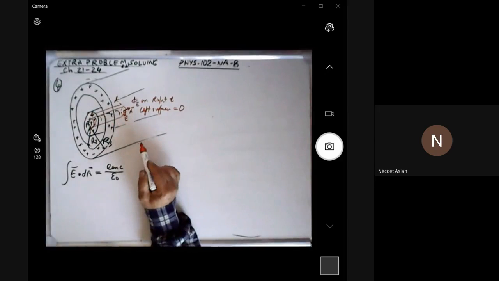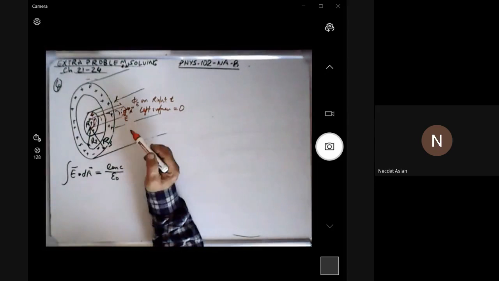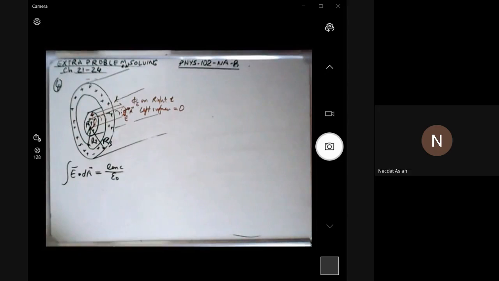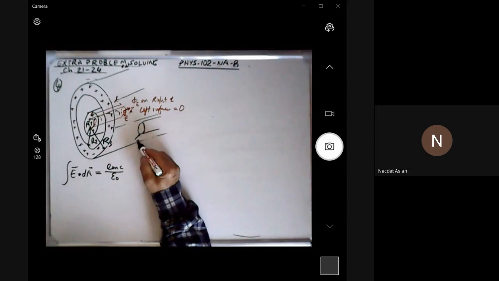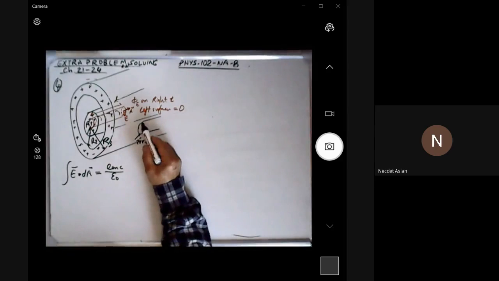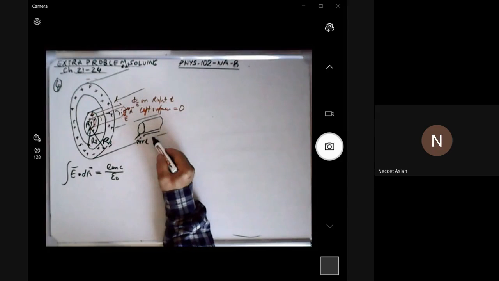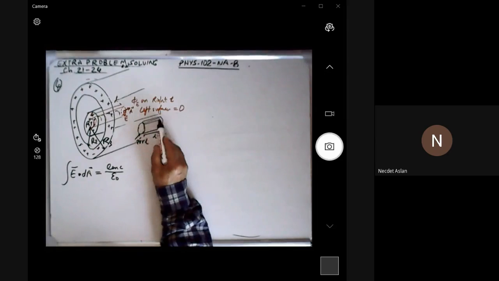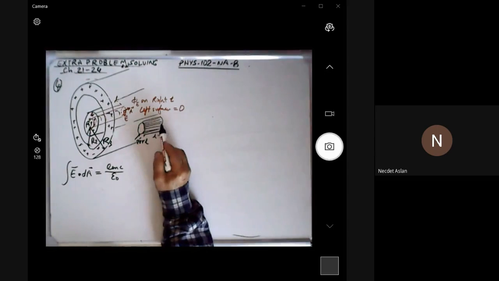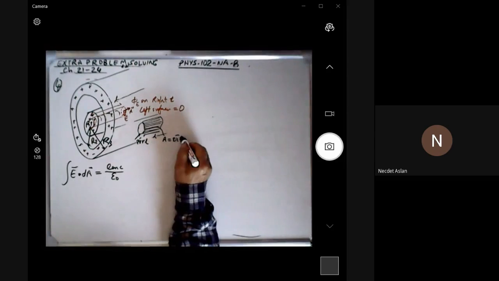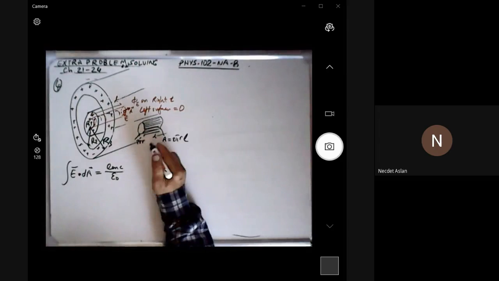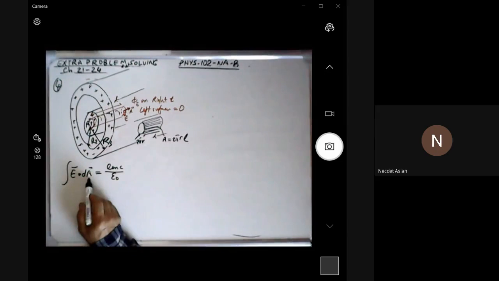So no contribution to the flux from the left and right surfaces, but the side surface will have it. The side surface area, if you look here, is 2 pi RL. 2 pi R is the circumference of this circle, and L is the length of this cylinder shell, so the area is 2 pi R times L. So on the left-hand side, we have just E times 2 pi RL always.